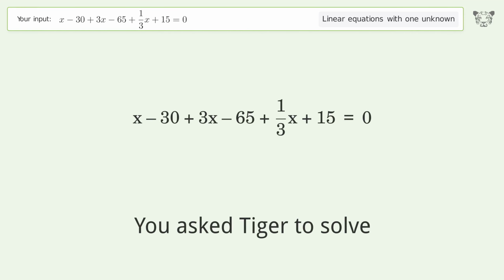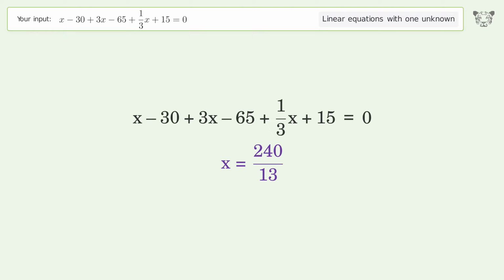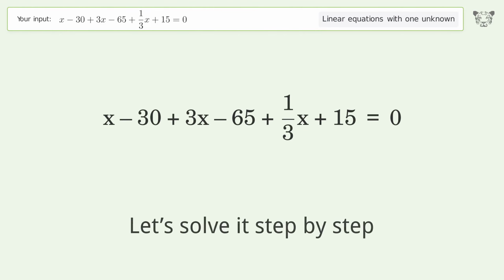You ask Tiger to solve. This deals with linear equations with one unknown. The final result is x equals 240/13. Let's solve it step by step.